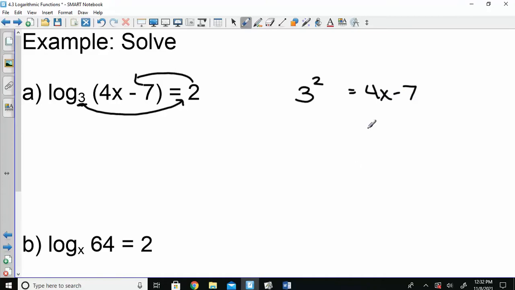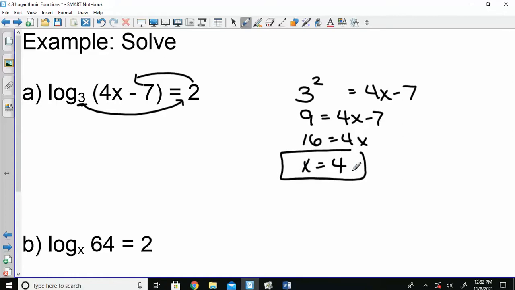And then this is an equation we can easily solve. 3 to the second is 9. So if we add over the 7, divide by 4, and we get x to be 4.